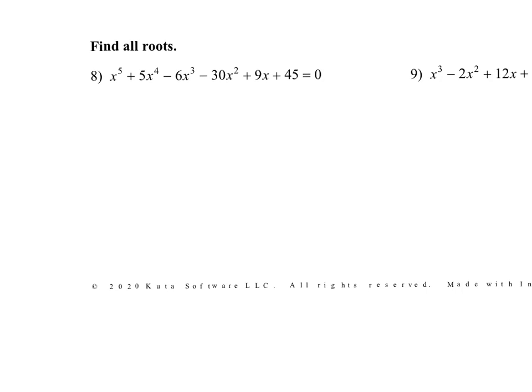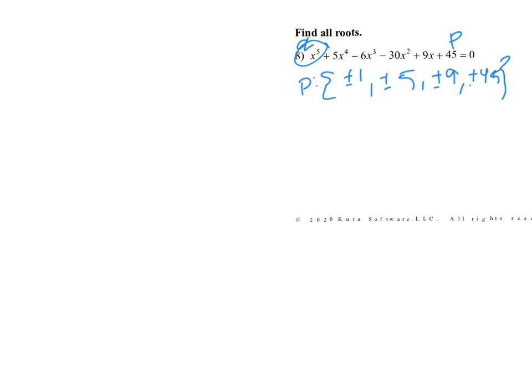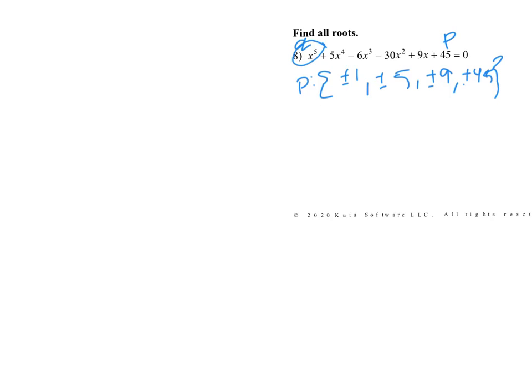Okay, number 8. So I want to work in division. Okay, so I'm going to divide. So this is P, this is Q. For P, the factors of P would be plus or minus 1, plus or minus 5, plus or minus 9, plus or minus 45. Again, Q is just 1, so that's just going to be all over 1. Just giving us more space. So let's pick one of these and divide them out.